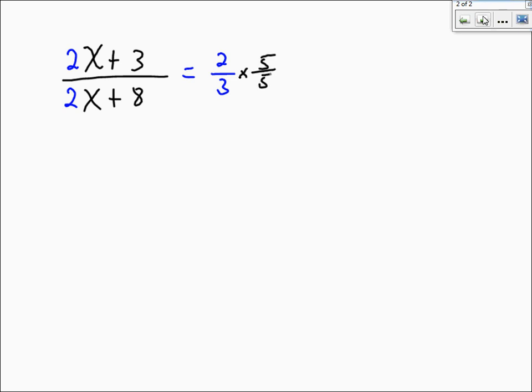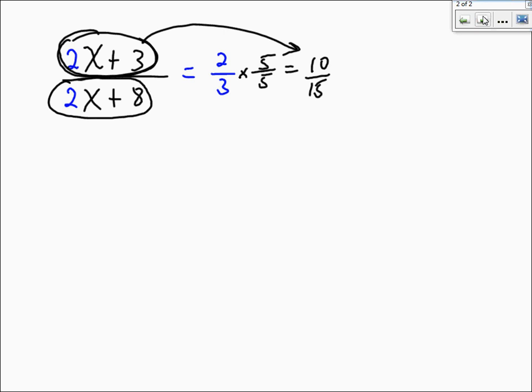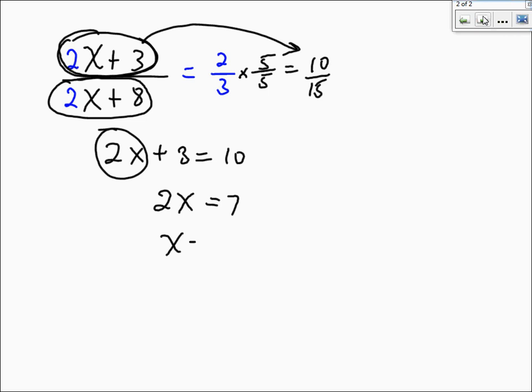So I'll multiply by 5 over 5. And that gives me 10 over 15. That means this must be 10. And if I had a number that makes this equal 10, then yes, it'll make this be 15, because the bottom is 5 bigger than the top. So if I can solve for the unknown number, I'll be okay. This must be 7. So 7 plus 3 equals 10. So this is 7. X must be 7 over 2.